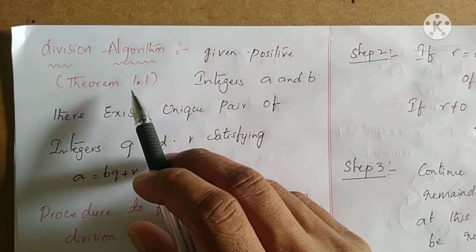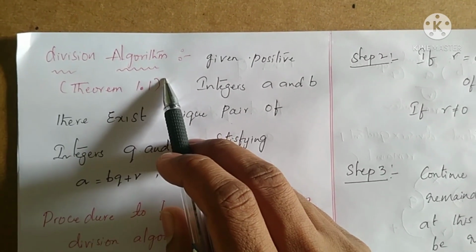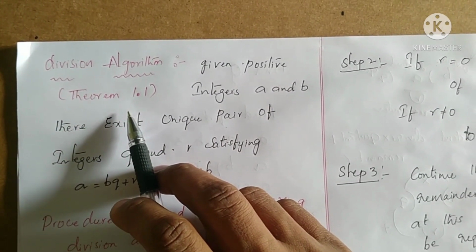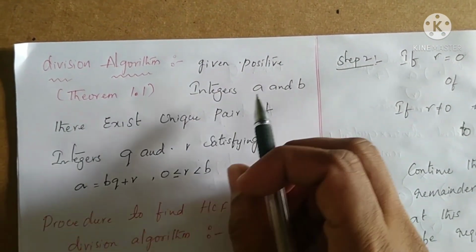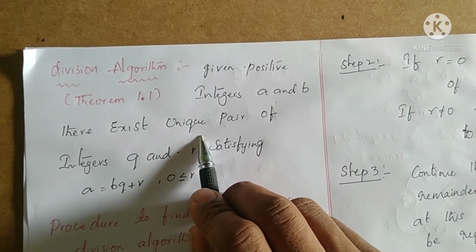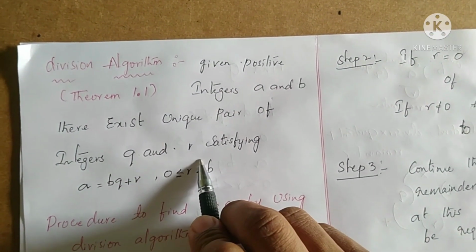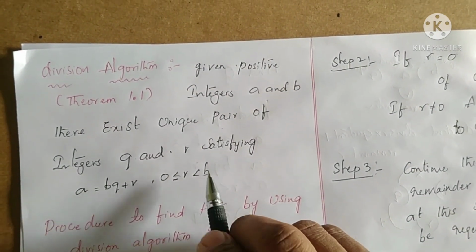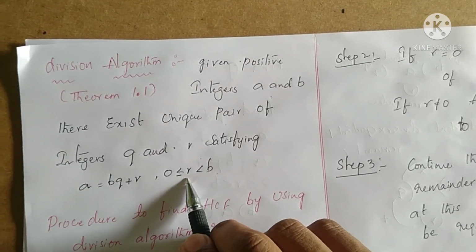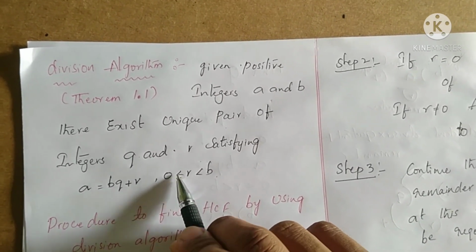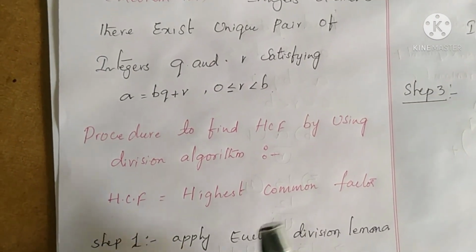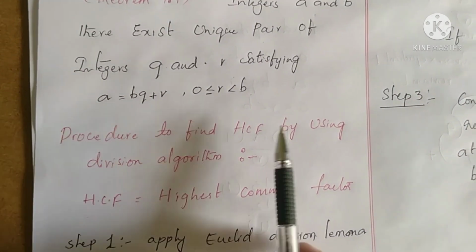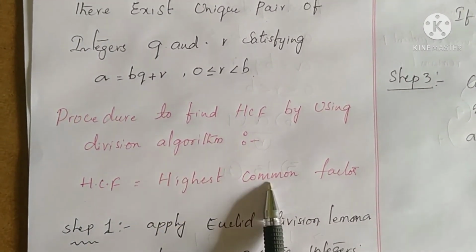So this is Theorem 1.1, the division algorithm, or Euclid's division lemma, or Euclid's division algorithm. Given positive integers A and B, there exist a unique pair of integers Q and R satisfying A is equal to BQ plus R. Here the value of B is always greater than R, and R is always greater than or equal to 0. We can find the HCF of any two numbers by using this division algorithm. HCF means highest common factor.